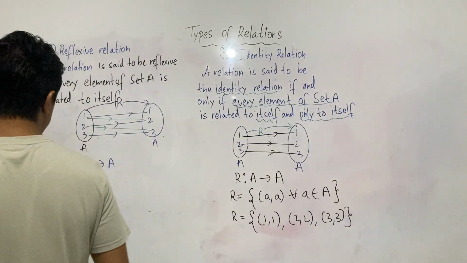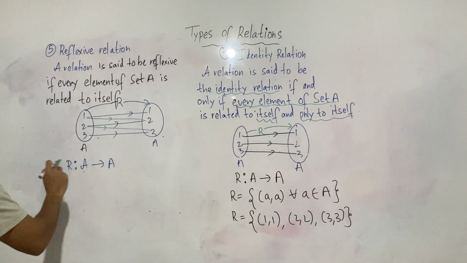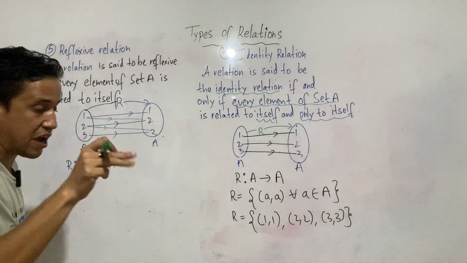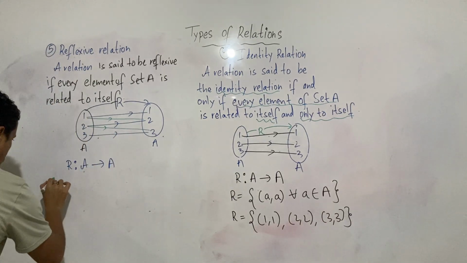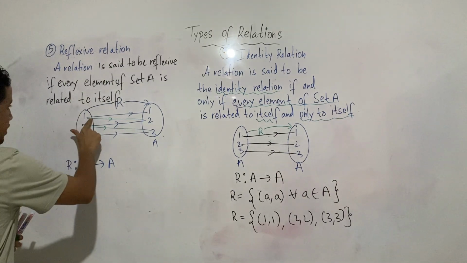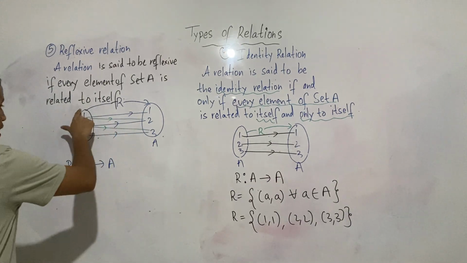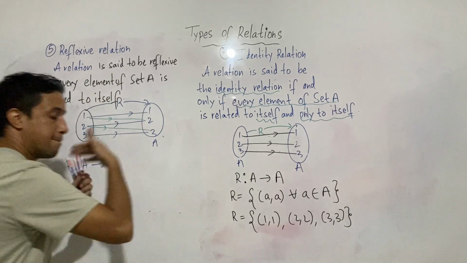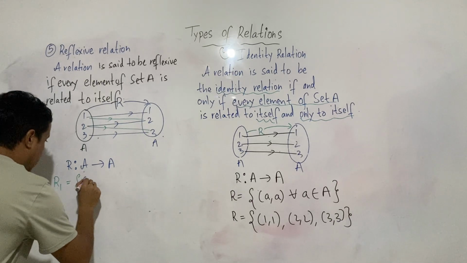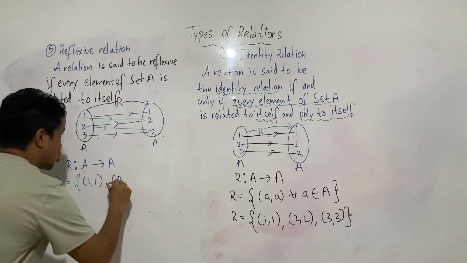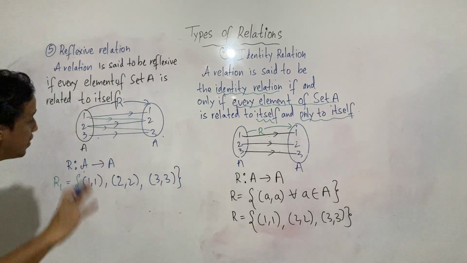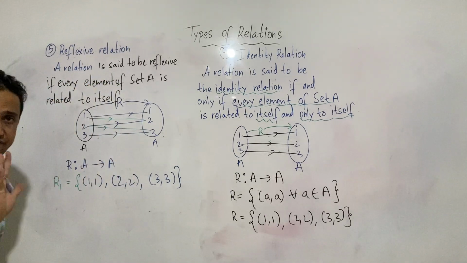So what I am trying to say here is that from here I'm going to develop several relations. Let's say R1 is when every element is related with itself, which means that 1, 1, 2, 2, 3, 3. Is this reflexive? Yes, it is reflexive. That's what the definition says.